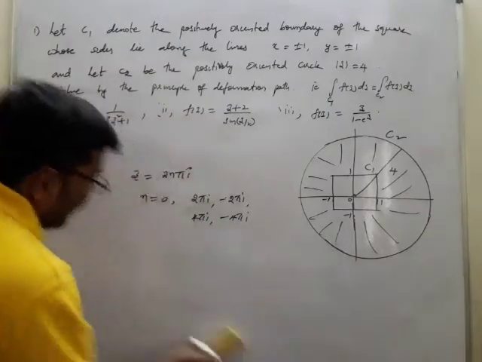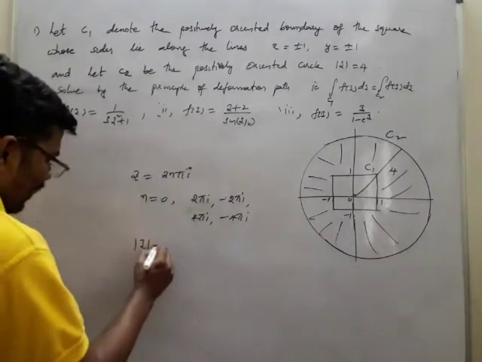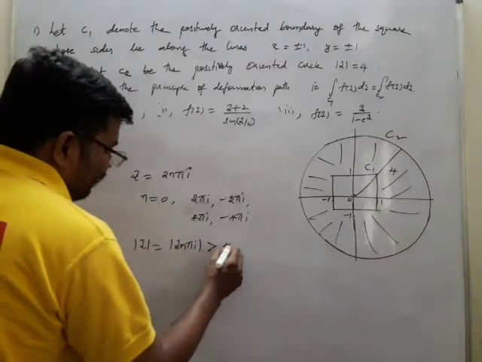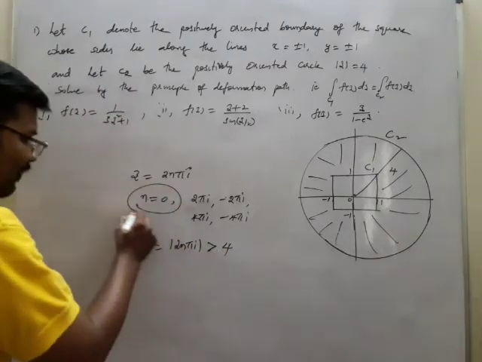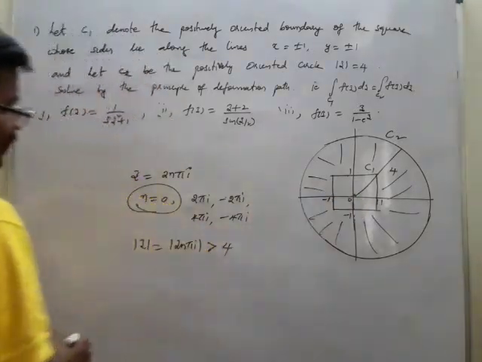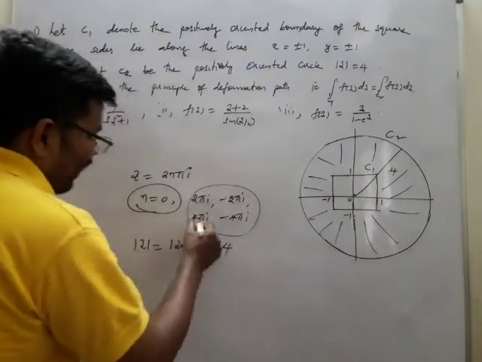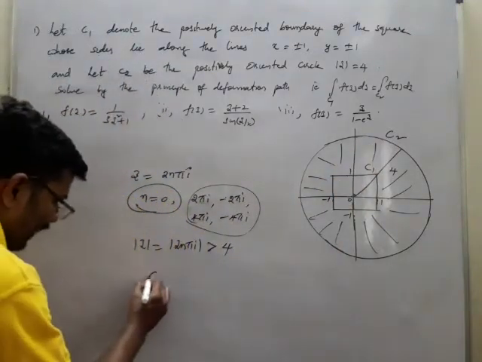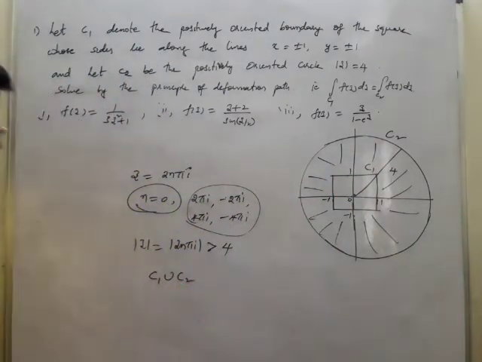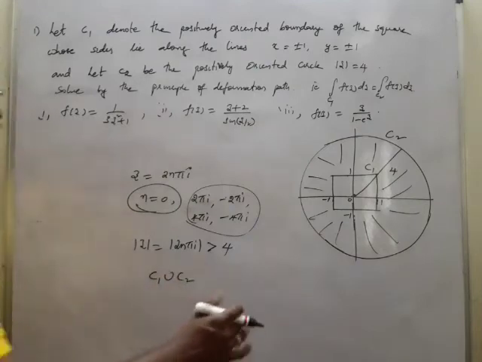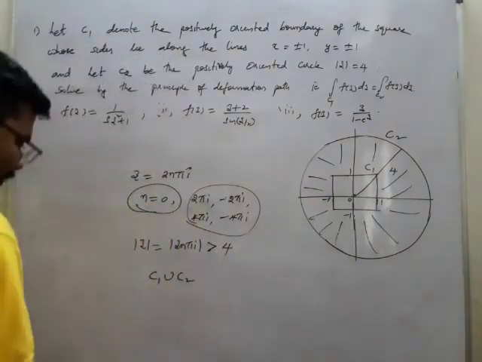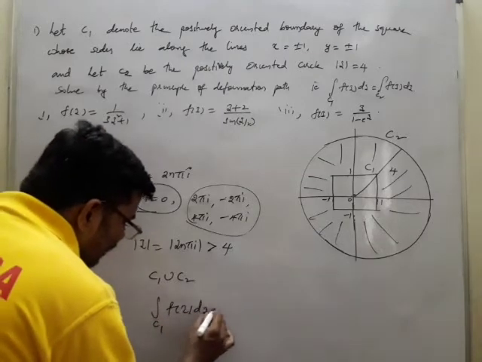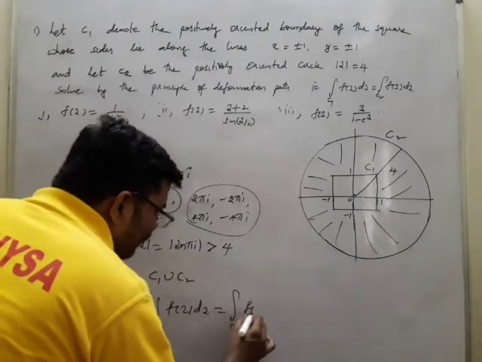Anyhow, if you take mod z equal to mod 2n pi i, it is always greater than 4, except for n equal to 0, which will be inside the region. Apart from this, all will be outside the region. So none of the points will lie in C1 union C2, none in the shaded region. Therefore the integral over C1 of f of z dz is equal to the integral over C2 of f of z dz.